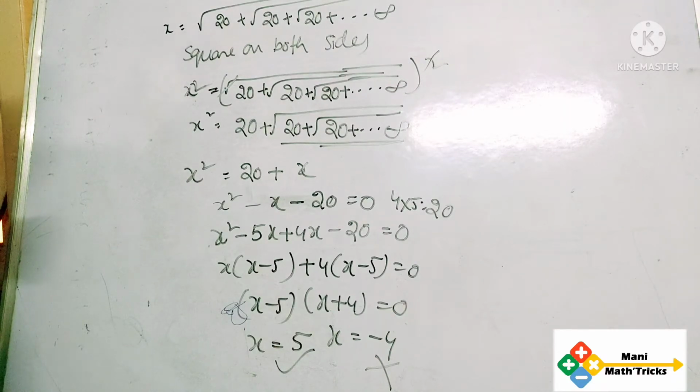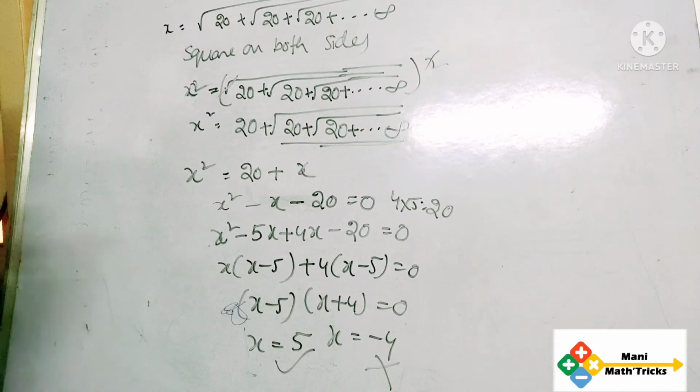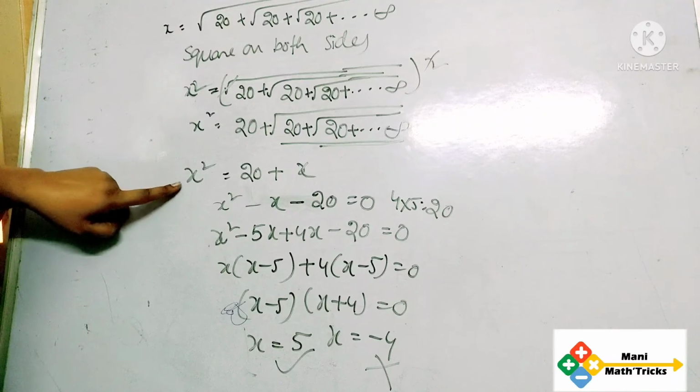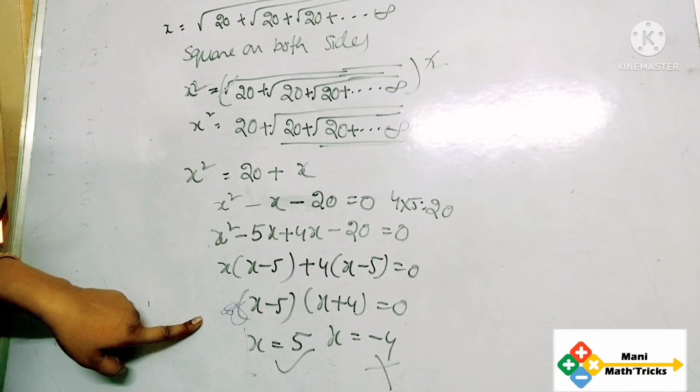So in this way we can find the answer normally, but now let us see how to find it using the trick. You need not write all these steps; you can directly go to this step, then find the factors, then find the value.